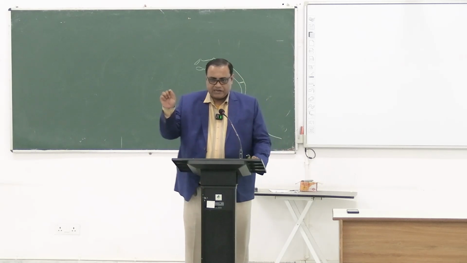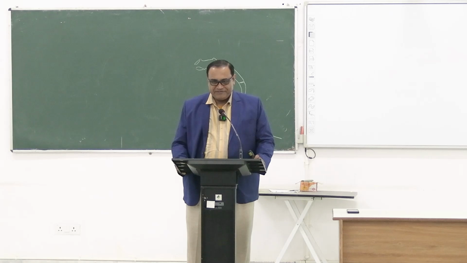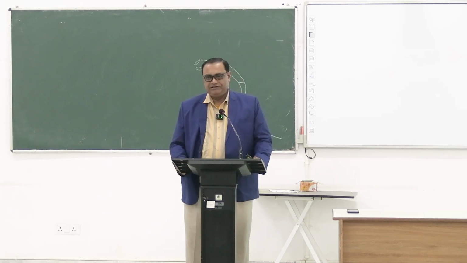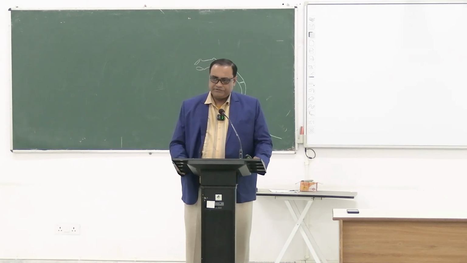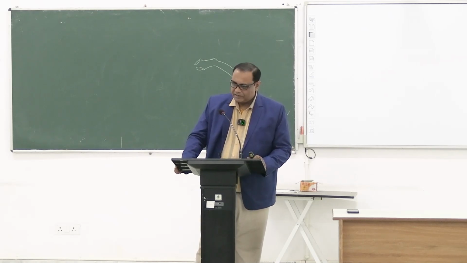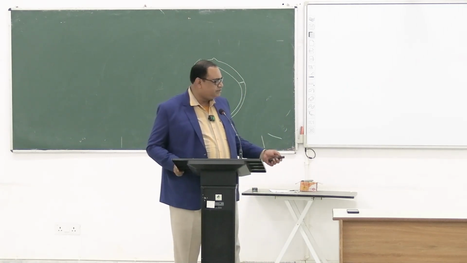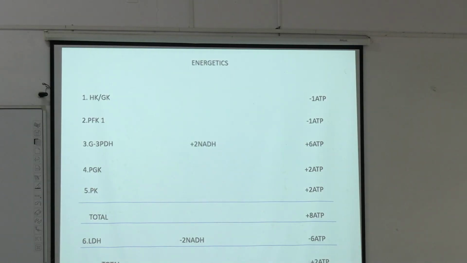and write on top, if transported via glycerol 3-phosphate shuttle. So, it becomes plus 3, correct? It becomes plus 3. So, the net gain in aerobic glycolysis will be 3 plus 2, 8 became 7, 7 became 5, correct?